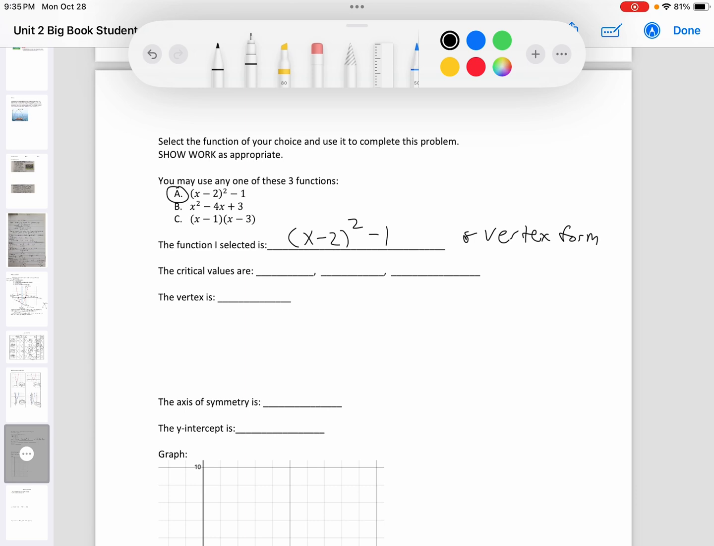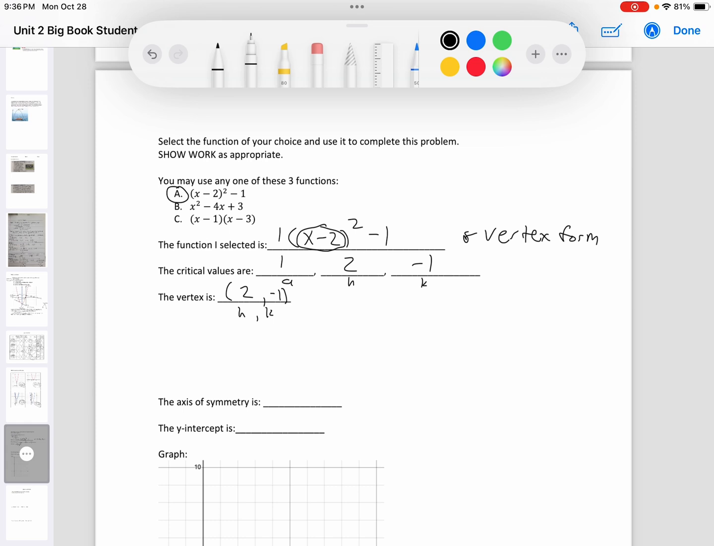Since it's in vertex form, the critical values that we're going to be looking for are a, h, and k, which for this case, a would just be 1, h would be 2 because it's the opposite of what we see in the parentheses, and k will be negative 1. For the vertex in vertex form, the vertex is just (h, k), and so for this case it would be (2, -1).